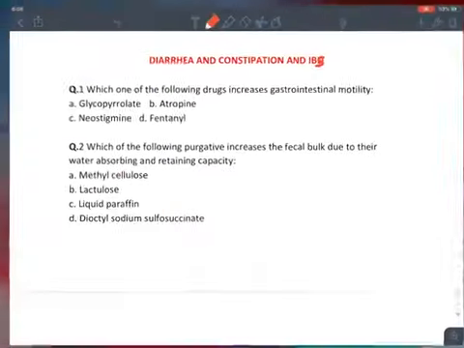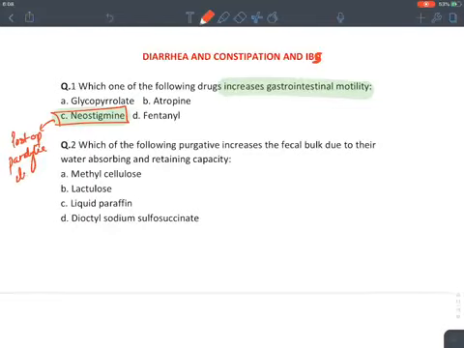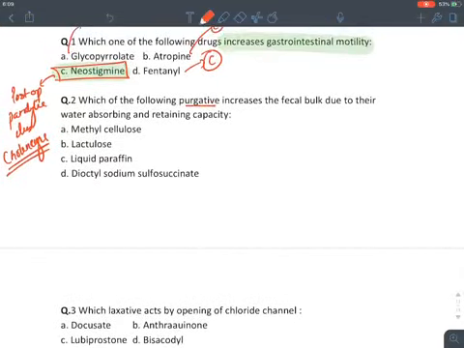So these are the normal things about diarrhea and constipation that you must remember. Let's talk about the drugs. Now, which of the following drugs increases intestinal motility? The answer out here is neostigmine. Okay, neostigmine is given in post-operative paralytic ileus. Okay, it is a cholinergic drug which we have already discussed. Now, what about glycopyrrolate? Remember, glycopyrrolate causes constipation, atropine causes constipation, fentanyl causes constipation. They all reduce intestinal motility.